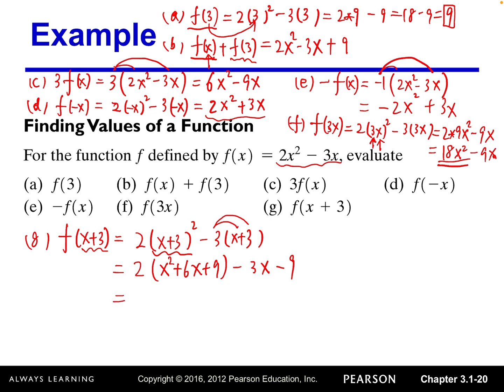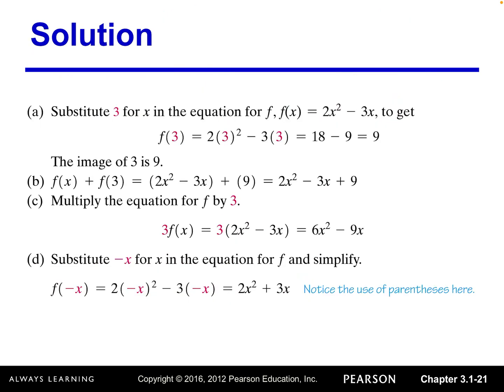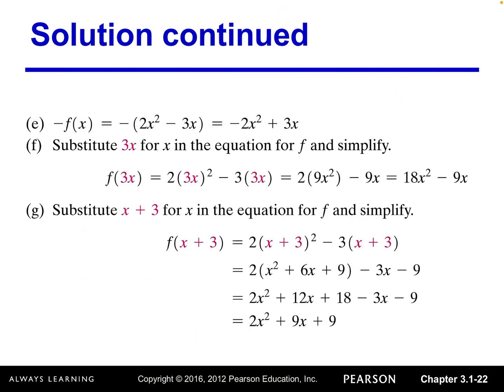And then 2 distributes in. That's 2x squared plus 12x plus 18 minus 3x minus 9. And then we combine like terms. 2x squared, and then 12x minus 3x, that's plus 9x. And then combine the constant terms, 18 minus 9, that's plus 9. So we can check with the answer. Yeah, that's the same.